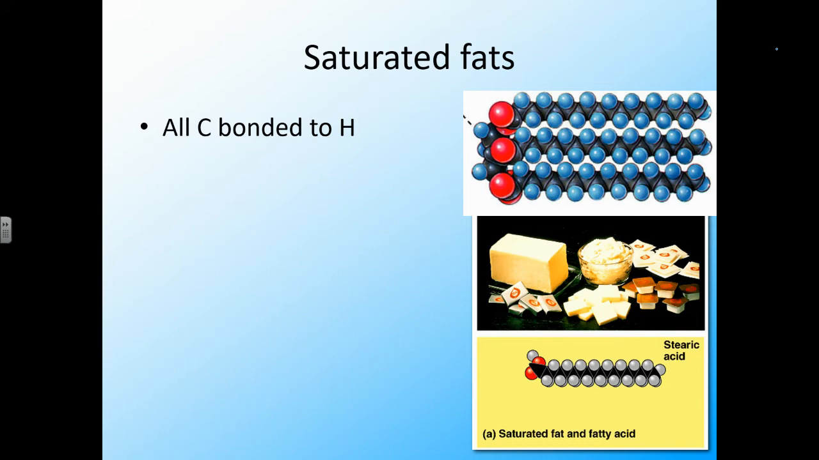We can divide these into 2 categories. Saturated fats, again, all the carbons are bonded to the hydrogens, and there are no carbon to carbon double bonds. In other words, I know we haven't talked about this here, hopefully in chemistry you did. But what that means is these carbon atoms that are connected together.